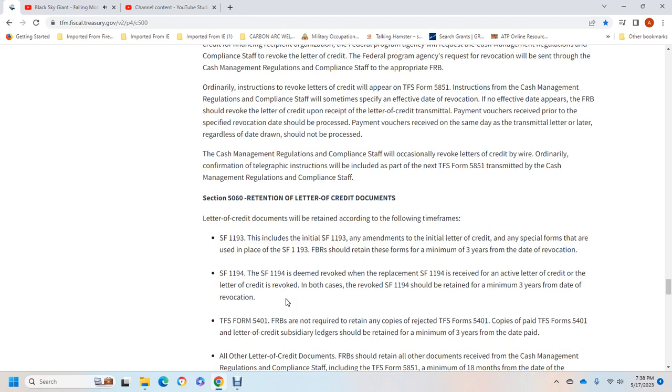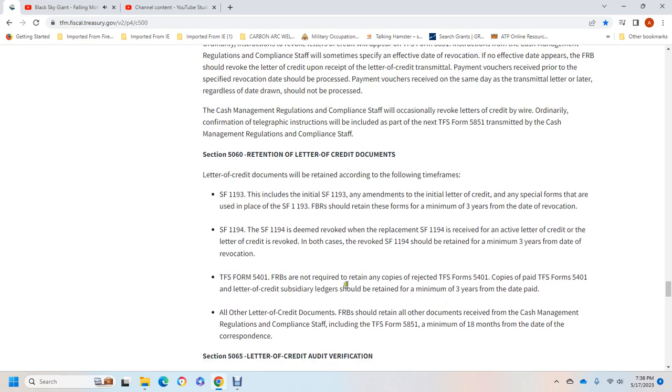Section 5060, retention of letter of credit documents. Letter of credit documents are retained according to the following time frames. 1193 includes the initial 1193, amendments, and the initial letter of credit, with the special forms that are used in place of 1193, which should be retained with the forms for a minimum of 3 years from the day of revocation. 1194 is deemed revoked with replacement. 1194 received while the active letter of credit is revoked. In both cases, 1194 should be retained for a minimum of 3 years from the day of revocation.